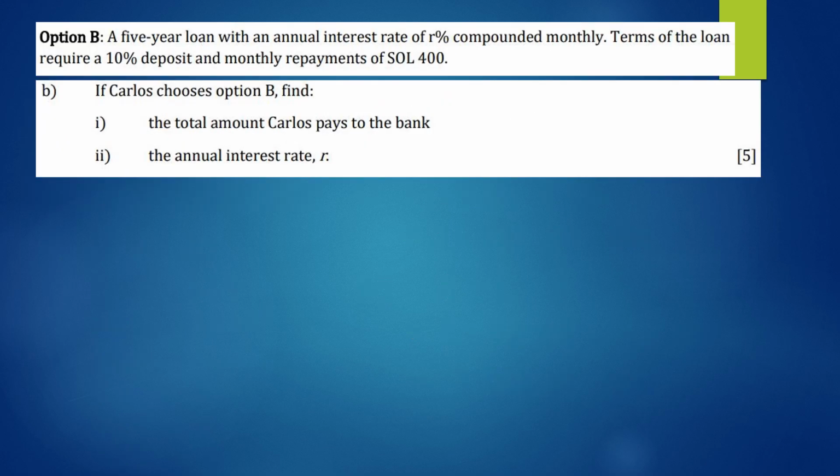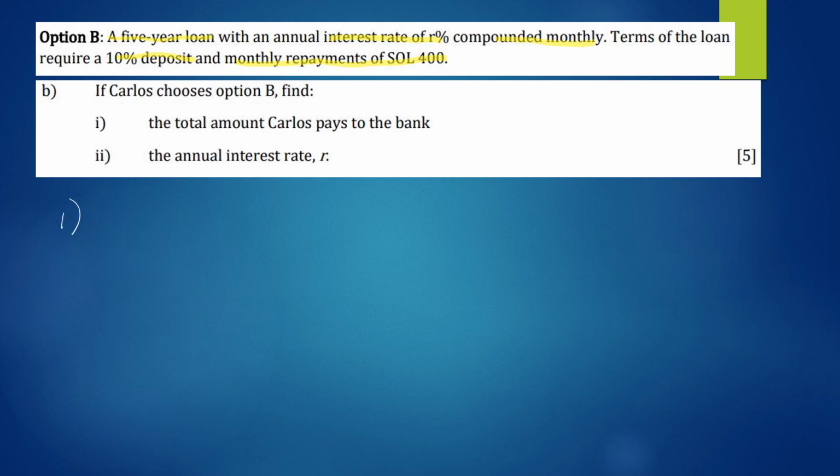For option B, let's try to highlight the given in the problem that will help us solve the questions. So we have here again a 5-year loan. It's compounding monthly. It requires a 10% deposit and there's a monthly payment of 400 Peruvian sol. So let's find the total amount Carlos pays to the bank.